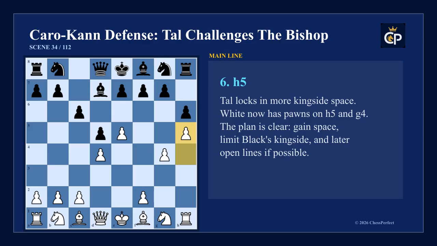Tal locks in more kingside space. White now has pawns on h5 and g4. The plan is clear: gain space, limit Black's kingside, and later open lines if possible.